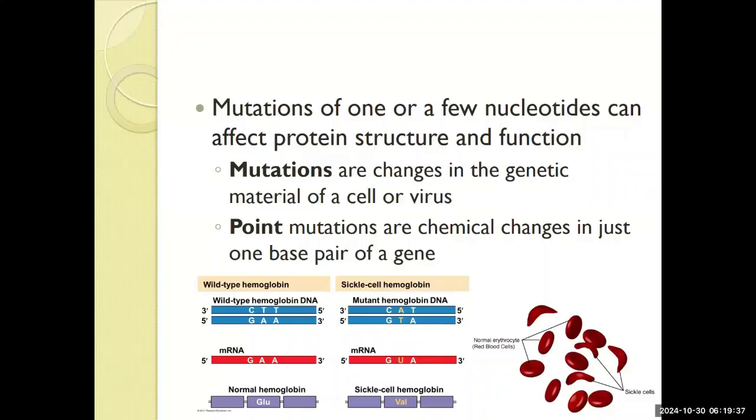Recall that a mutation is a change to the genetic material, and this can occur within a cell or virus. Mutations can affect one nucleotide or several nucleotides, and sometimes that change can affect the overall protein structure. Given that form dictates function, it can have lasting downstream effects. On the bottom, we see an example of where a single nucleotide change in the DNA template can lead to the production of abnormal proteins, turning healthy red blood cells into sickle-shaped red blood cells, unable to carry oxygen.